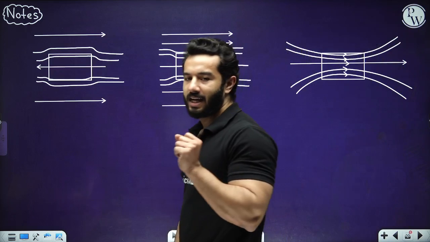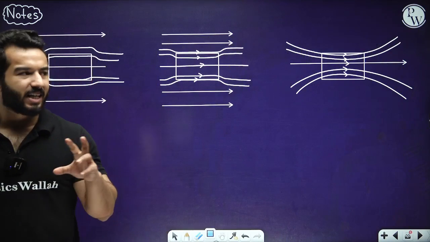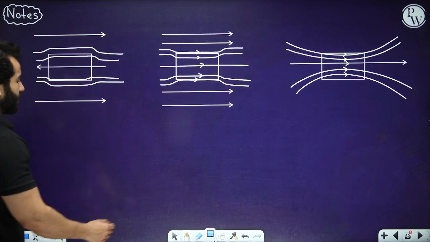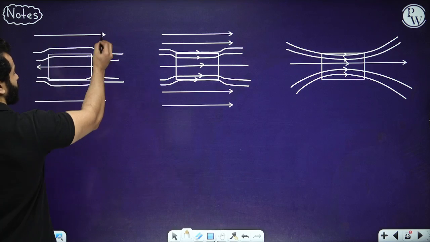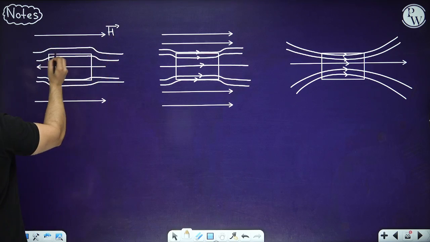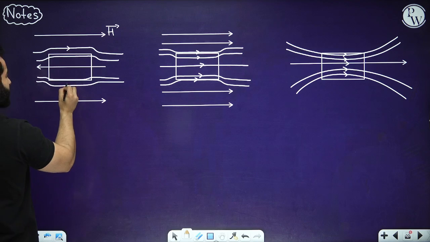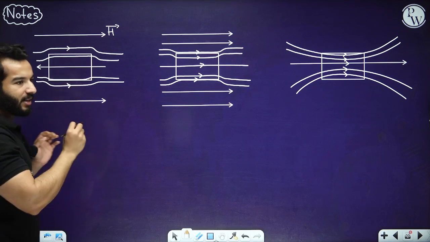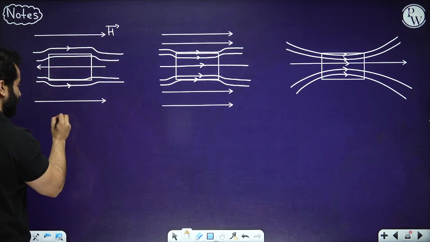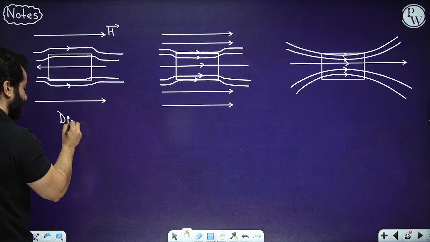You will see this diagram quite often, and I think in NEET also they have asked diagrams like this. Think about it. This is the external magnetic field, so this is the magnetizing field H. And what are we seeing? That this magnetizing field is getting slightly repelled by the media, by this block. So this block has to be a diamagnetic material.